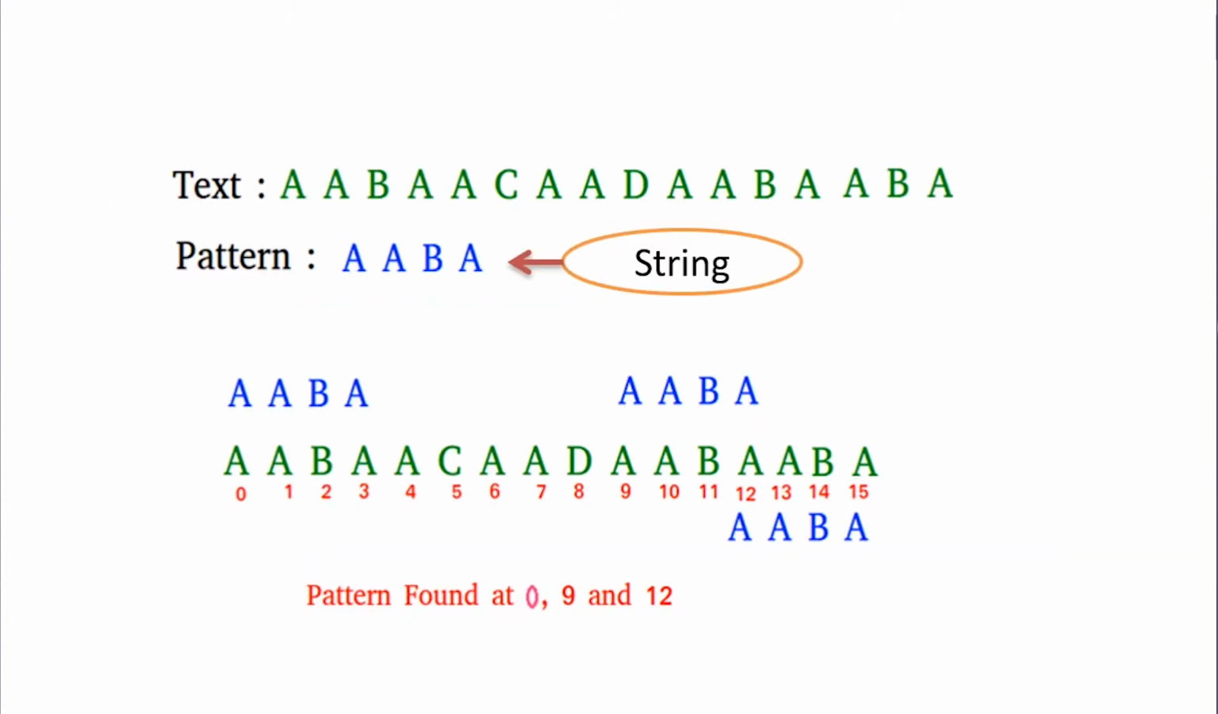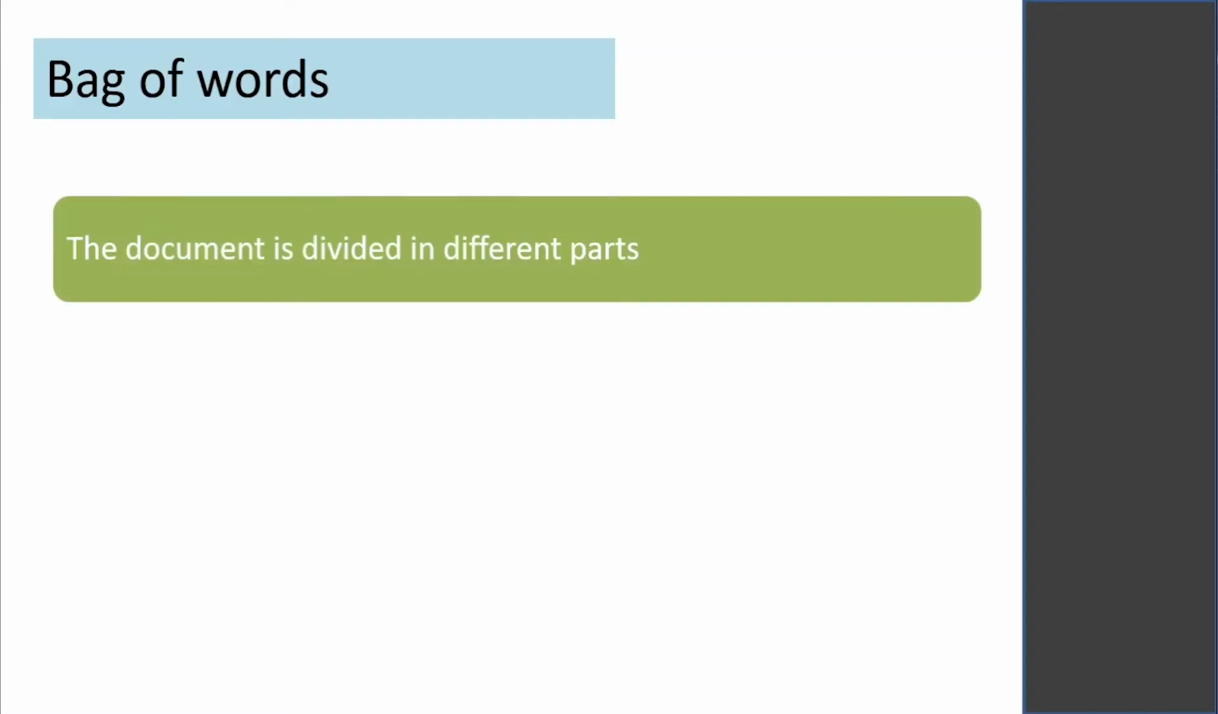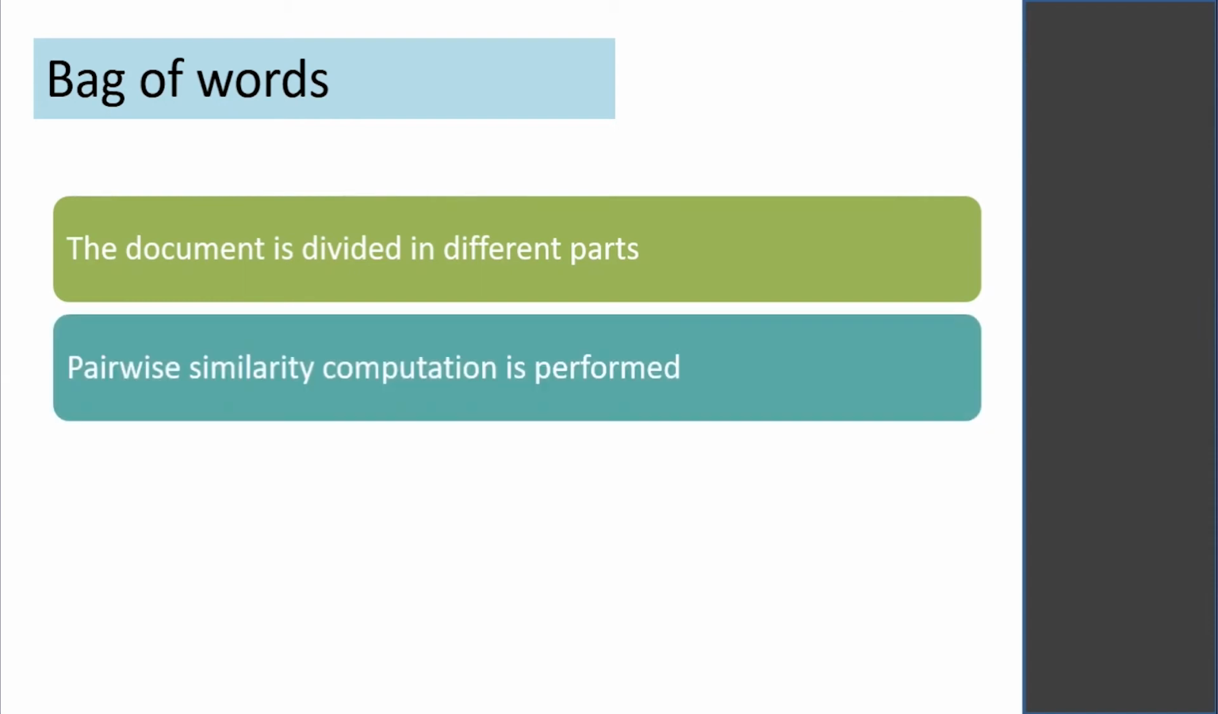Now, as you can see in one of the examples, the text and a specific pattern are generated, and that pattern is checked for the number of times and the positions at which it is repeated. You can see in the image that a specific pattern A is generated, and it is there at position 0, 9 and 12, and this is how string matching is done by the softwares. And next is Bag of words analysis. In this mechanism, the document is divided into different parts. A pairwise similarity computation is performed.